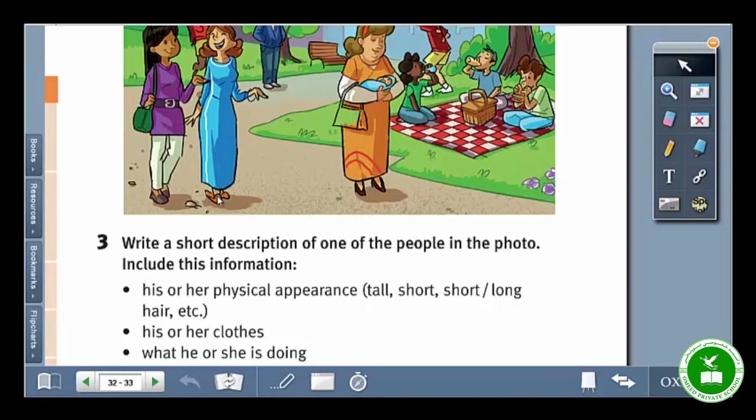She is wearing shoes, okay? Just like that. So make sentences. Just use one person, select one person, choose one person, and then make sentences on that person. Okay? Good.